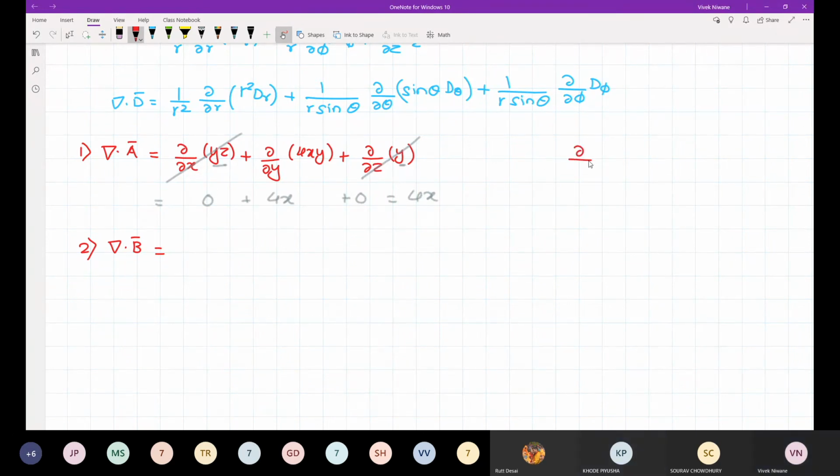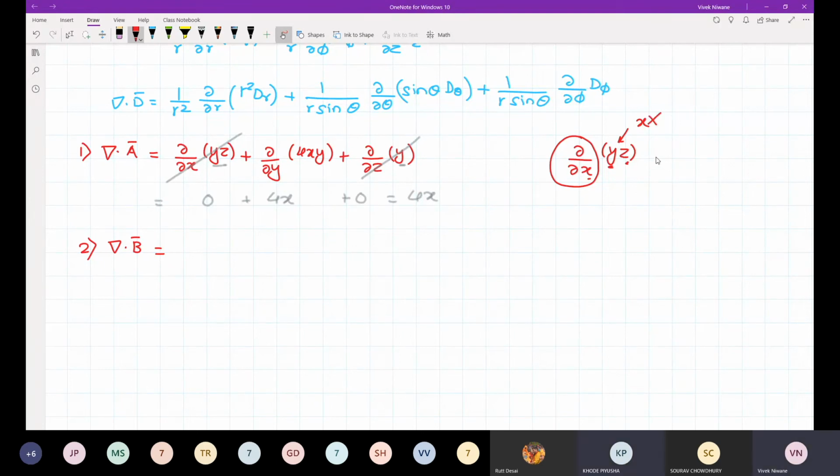कारण फर्स्ट टर्म मी इथं लिहितो ∂/∂x of yz. ह्या टर्म मध्ये कुठंच x नाहीये. So for this partial differentiation, y and z are constant whereas x is variable. So differentiation of a constant value is 0.